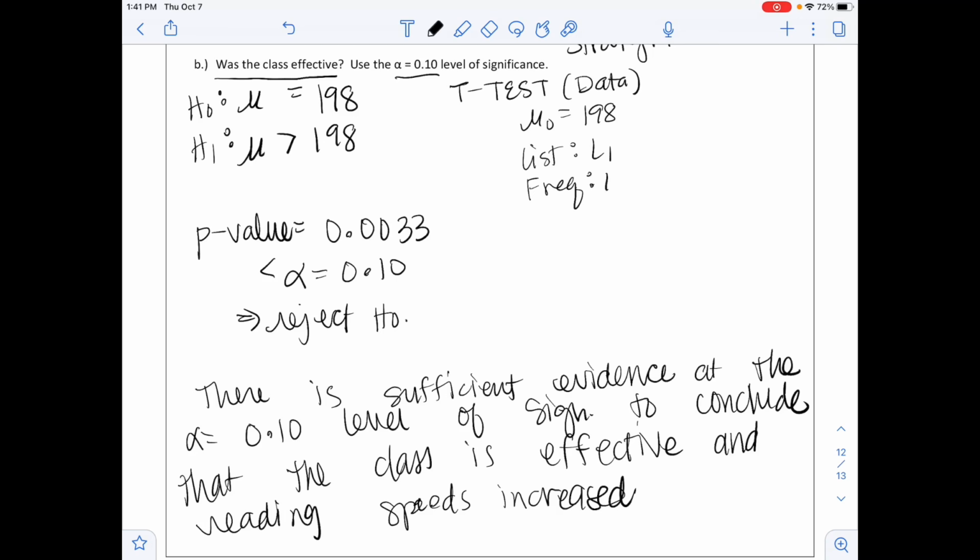So in plain English, was this course effective? Since we rejected our H naught, which meant this is not what we're going with, we can say that yes, it was effective, that it was able to improve Michael's reading speeds. And this is data that this company can use to show that their class is effective.